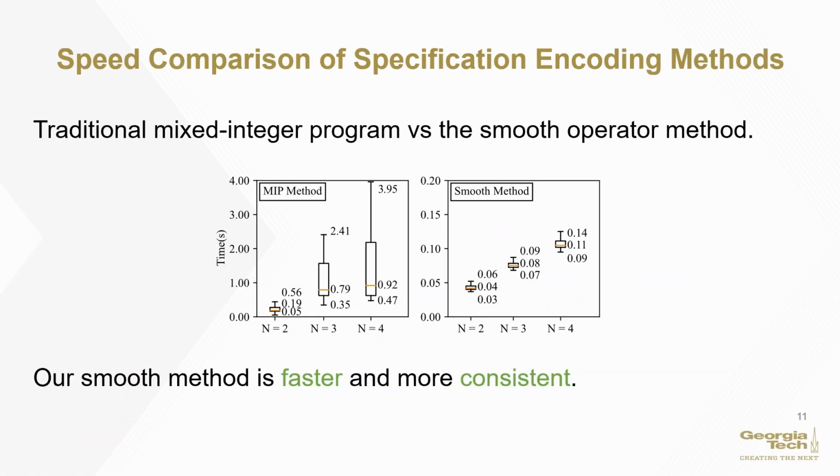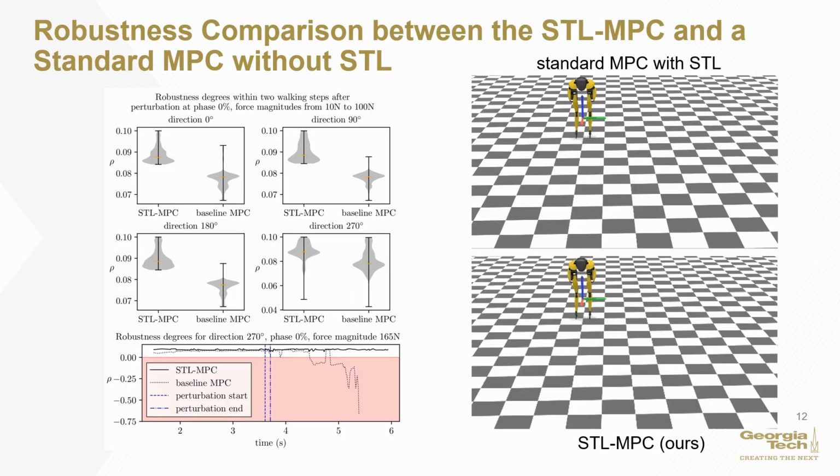We compare the solving speed of 2 encoding methods, a traditional mixed integer program method, and our method using smooth operators. The smooth method is significantly faster, and its solving speed is more consistent. To showcase the performance improvement offered by STL-encoded robustness, we compare the robustness of the solutions from our STL-MPC and a standard MPC without STL. The STL-MPC achieves higher robustness score across all tests and resists larger perturbations.